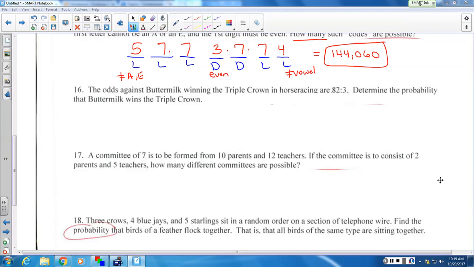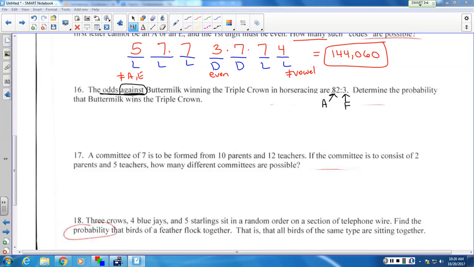So number 16, it says the odds against. Whatever it says there, in this case against, is going to belong to the first number we come to. I haven't even read the problem yet, but it says the odds against, so I know my first number is going to be against, and my next number is going to be in favor. I'll keep reading now.